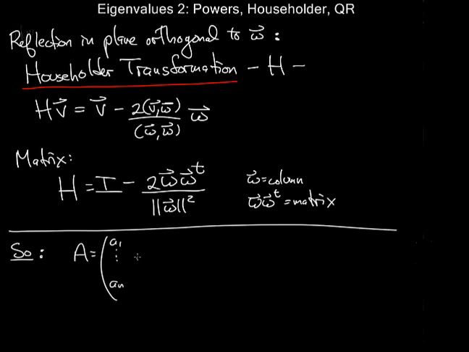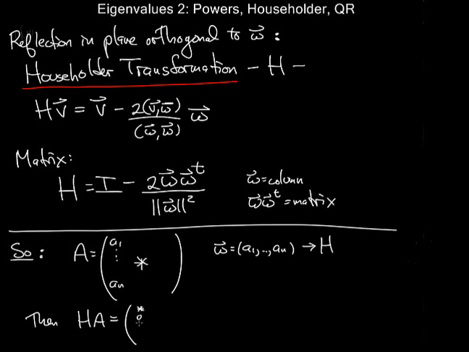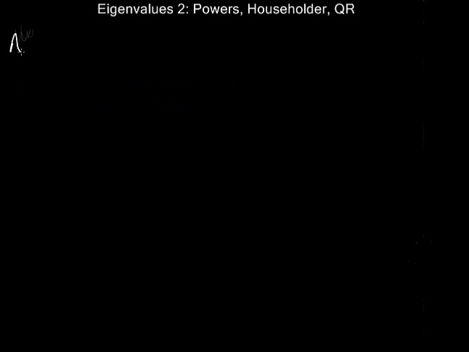And now we're going to apply this to our situation. We have this matrix A, and the first column I've written A1 through AN. Let W be the vector A1 through AN, and H be the corresponding Householder matrix or transformation. So if I multiply A on the left by H, I replace the first column with a new column where all of the terms except for the first are 0, which accomplishes the kind of thing that I wanted to do.